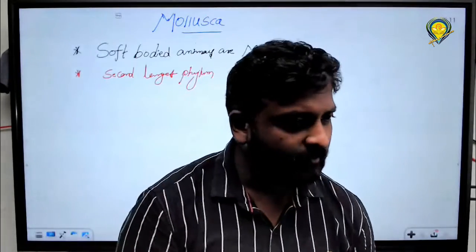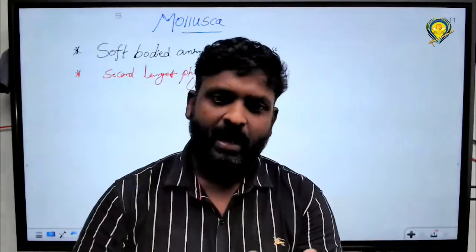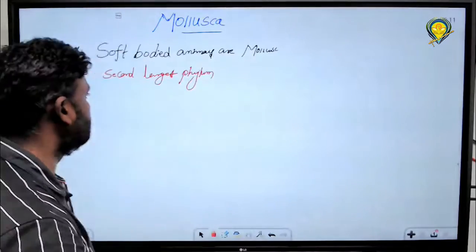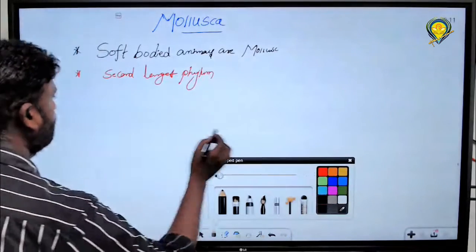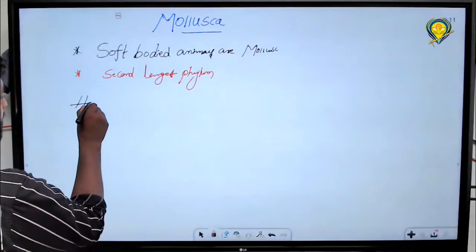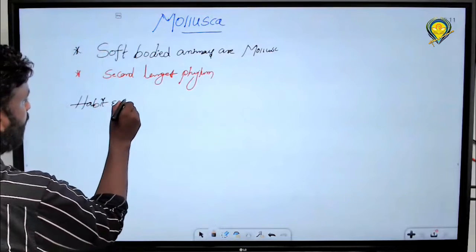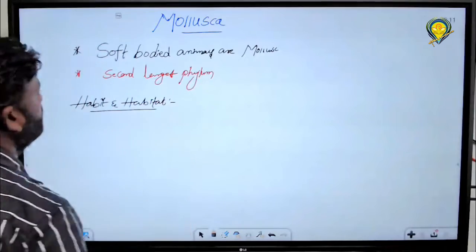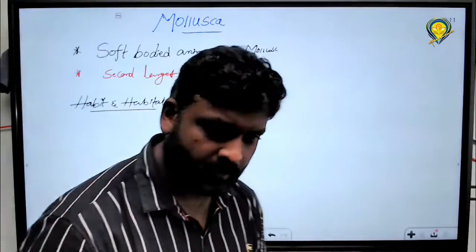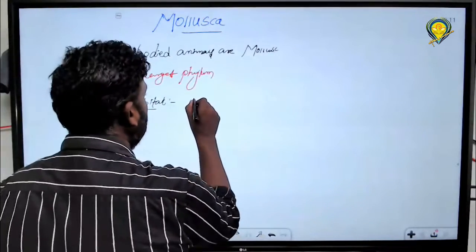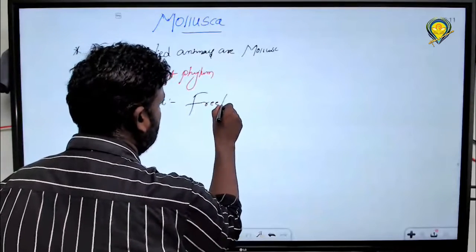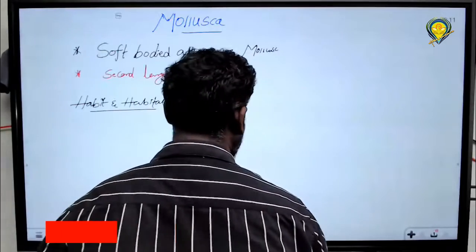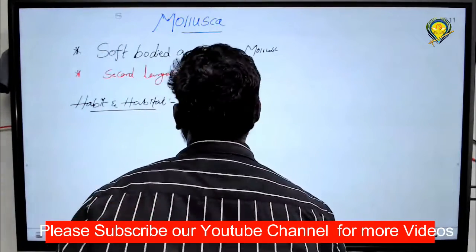Definitely all are free living, and they are aquatic and terrestrial. In aquatic, both freshwater and marine water. Please write it. Habit and habitat. Definitely all are free living animals. Very good.